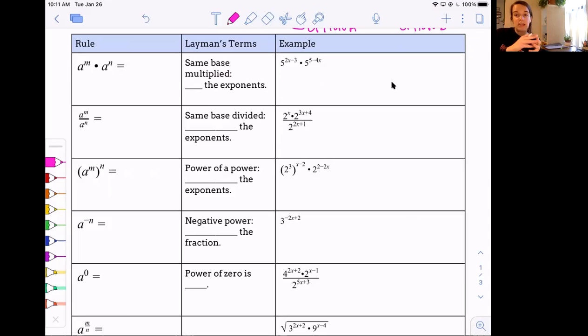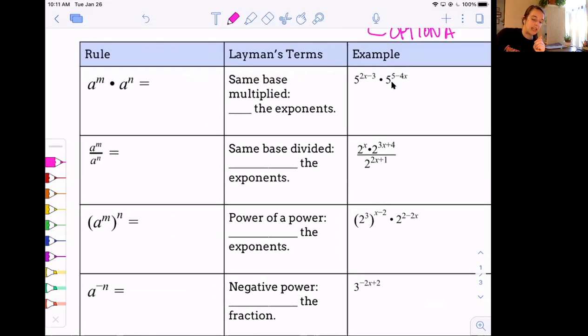The goal being we're moving into exponential equations, exponentials and logarithms. We need to have a really solid base of exponent rules in order to be able to do exponential equations and logarithms at the level that we want to. So we'll start with the basic rules along the side here.